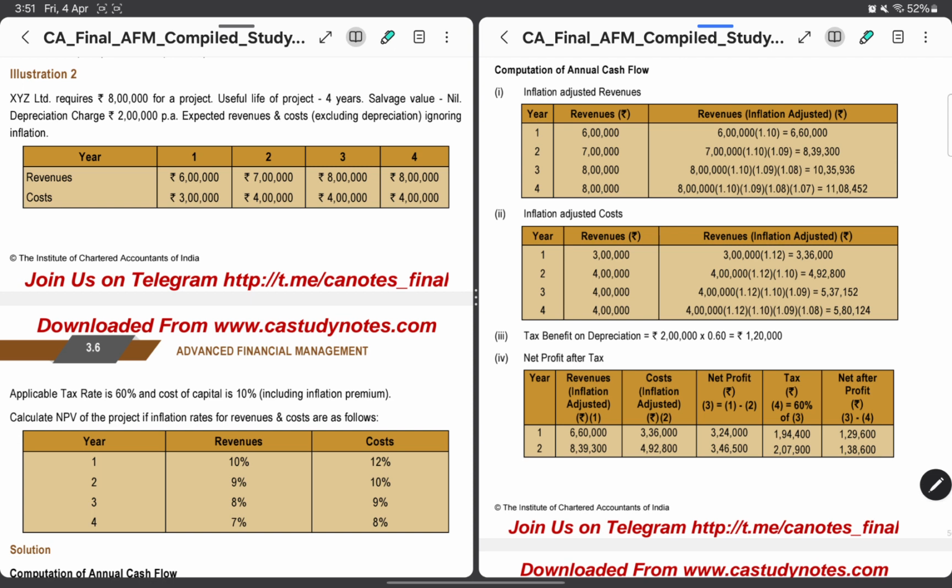Hi CS students, let's revise CA Final AFM Advanced Capital Budgeting Decisions Chapter 3 Illustration 2. So let's go through the question once.